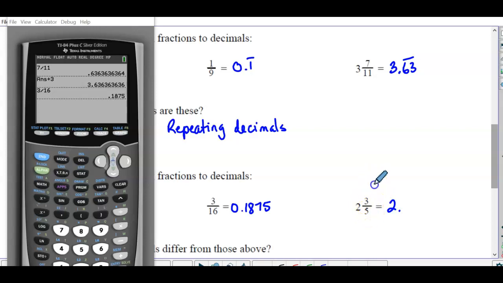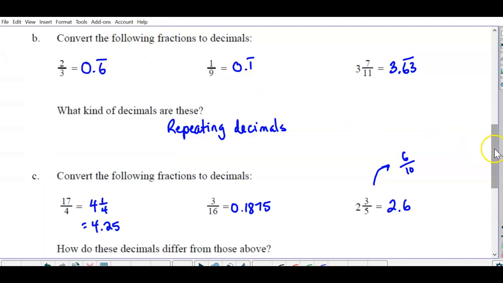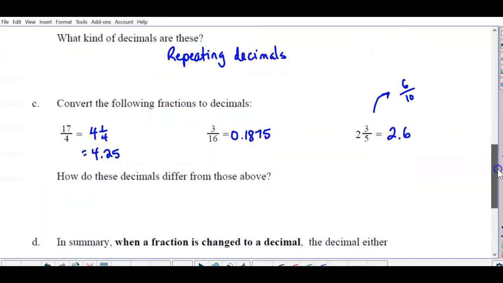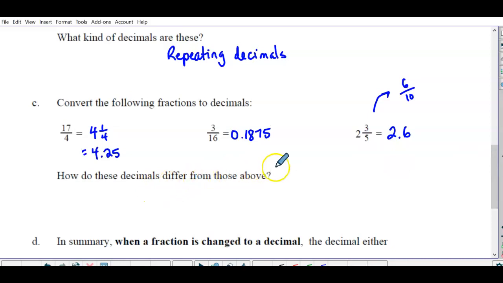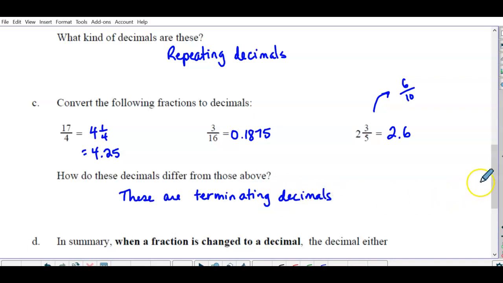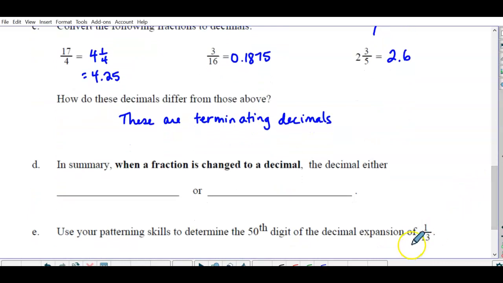And then remember 3/5, I always think of, okay, that's easy to get a denominator of 10. That would be 6/10. So that's 2.6. Notice how none of these repeated. They're all terminating decimals. So how do these differ from those above? These are terminating decimals. In summary, when a fraction is changed to a decimal, the decimal either repeats or terminates.